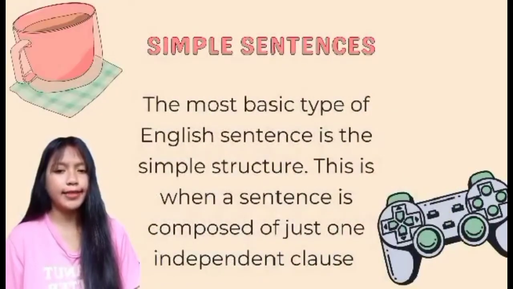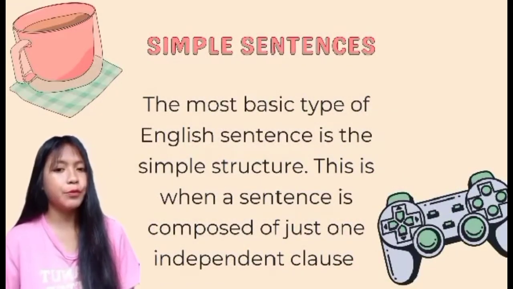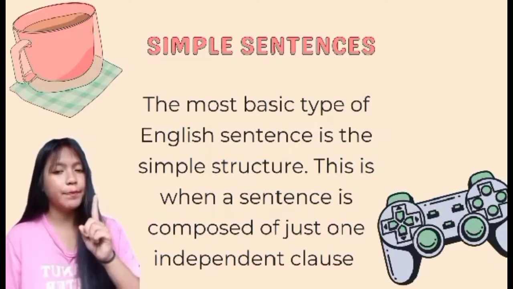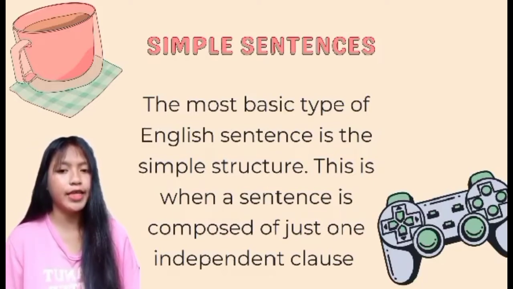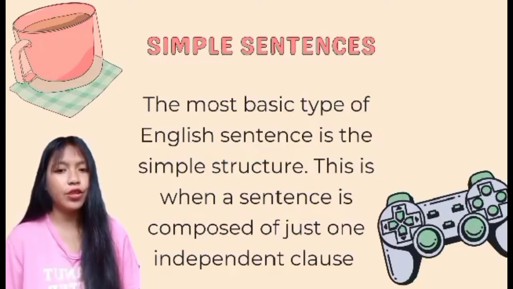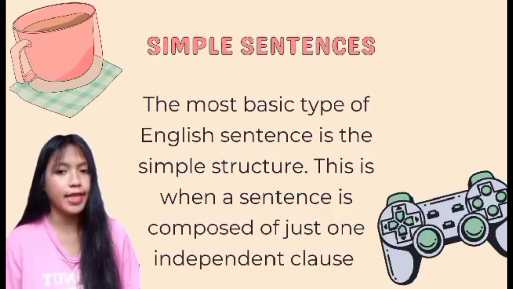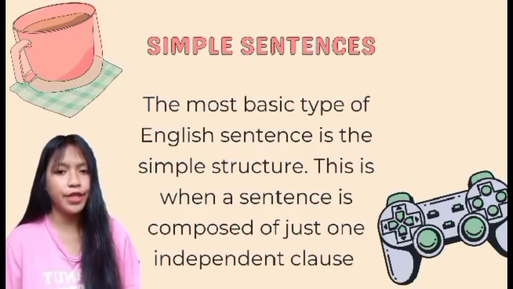First is simple sentences. The most basic type of English sentence is the simple structure. This is when a sentence is composed of just one independent clause. A clause which contains a subject, the noun performing the action of the sentence, and predicate, the action being taken, and expresses a complete thought. Like all sentences, it can also contain a direct object, the noun receiving the action of the sentence, or indirect object, the object for whom the action is being done.